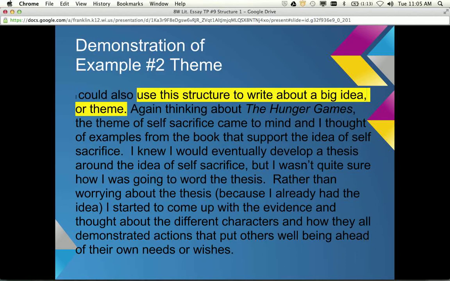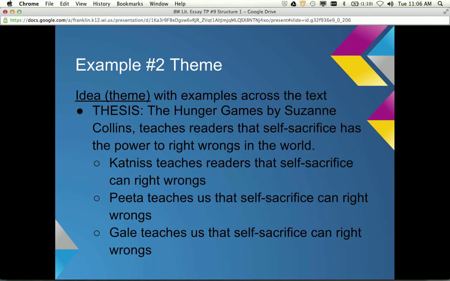Okay, welcome back. Second example that we're going to talk about today is using the same structure but with theme. I could also use this structure to write about a big idea or a theme. Again, thinking about the Hunger Games, the theme of self-sacrifice came to mind, and I thought of examples from the book that supported the idea of self-sacrifice. I knew I would eventually develop a thesis around the idea of self-sacrifice, but I wasn't quite sure how I was going to word the thesis. Rather than worrying about the thesis, because I already had the idea, I started to come up with the evidence and thought about the different characters and how they all demonstrated actions that put others' well-being ahead of their own needs or wishes. So in this example, it's still structure 1, but this time it's about theme.